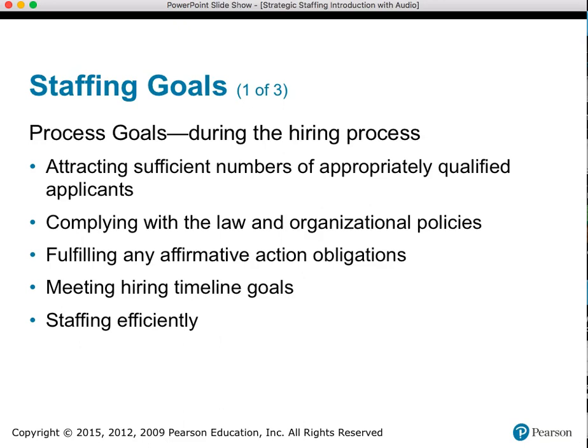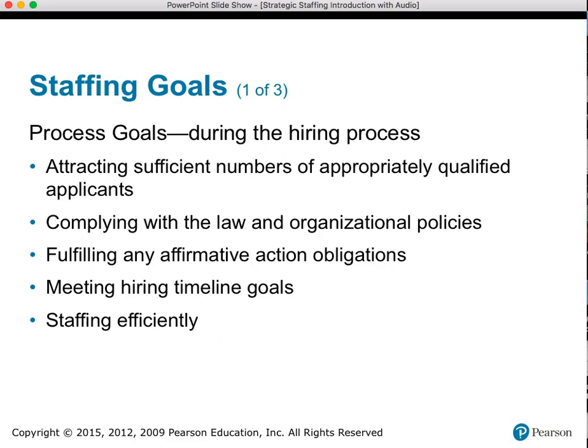Otherwise, we want to just make sure that the pool of candidates we have by and large is attractive and is qualified. So if we find that most of the candidates we have are really not minimally qualified, we need to rethink that marketing message, that recruitment message that we're using.